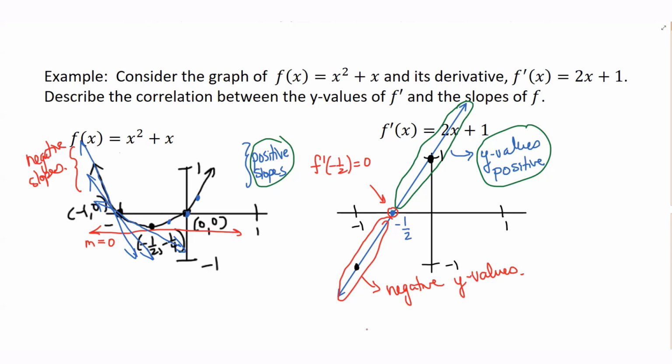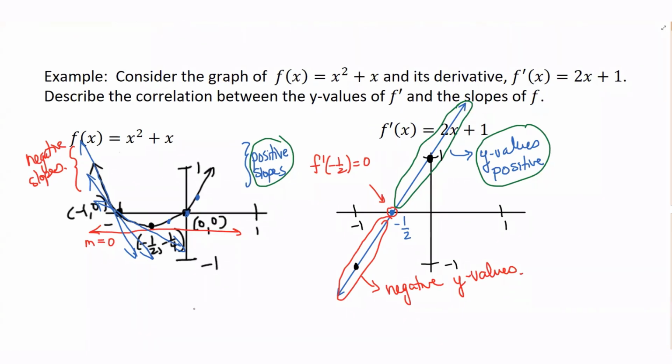You mean, Kajmala, you're asking how I got the point negative 1, negative 1? I just plugged into the function f prime of x. I plugged in negative 1. You're welcome.